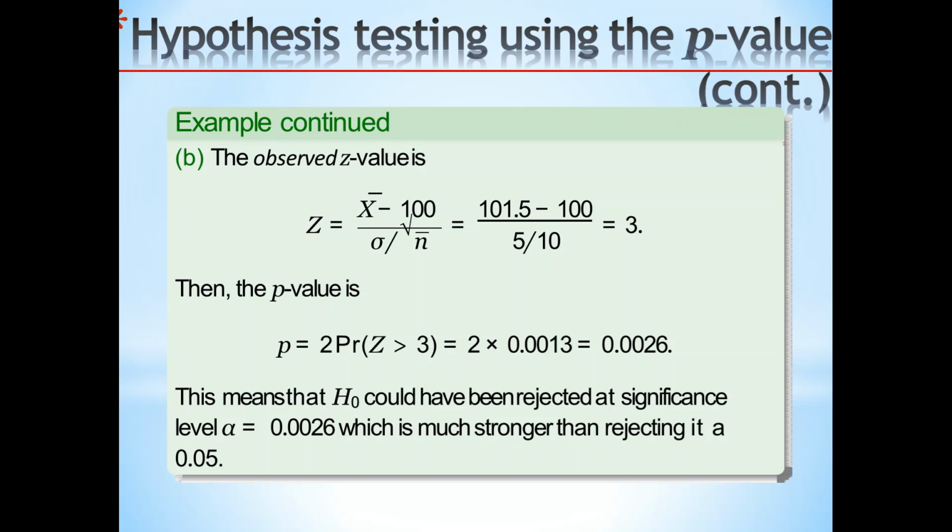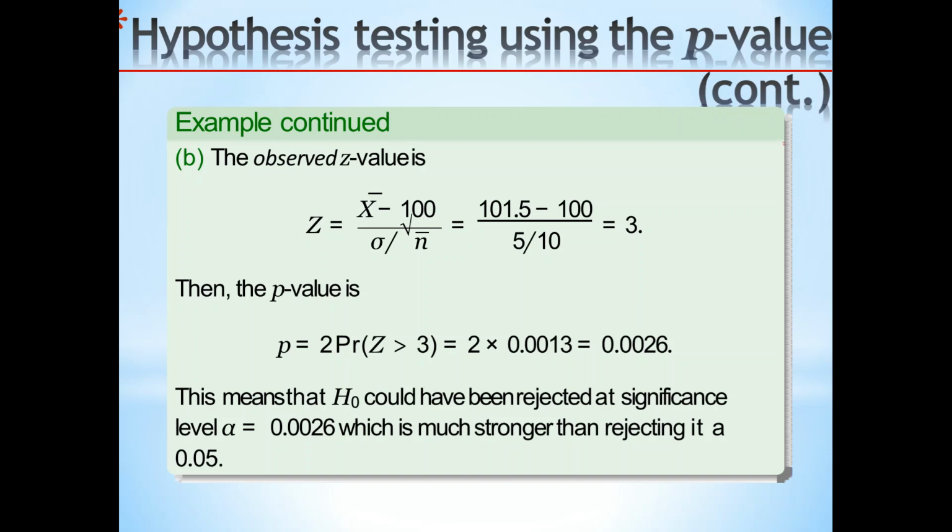And here comes the second part. To find the p-value, first of all we have to find the z value. Here z equals x bar minus 100 divided by sigma by root n. Sigma is the standard deviation, n is the sample size. After calculating, we get that the value of z is 3. Now putting the value of z in the statistical table, we can find the probability of z greater than 3, which is 0.0013. Now the p-value here is 2 times the probability of z greater than 3.